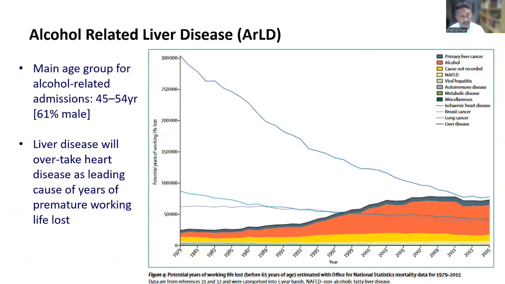The main age group for alcohol-related admissions is 45 to 54, so relatively young people, 61% male. And as I've said, liver disease will overtake heart disease as the main cause of years of premature working life lost, as this graph shows. And certainly anecdotally, I was talking to my colleagues earlier today, who've seen in the last year or so, really since the pandemic, even more alcoholic hepatitis-related admissions.